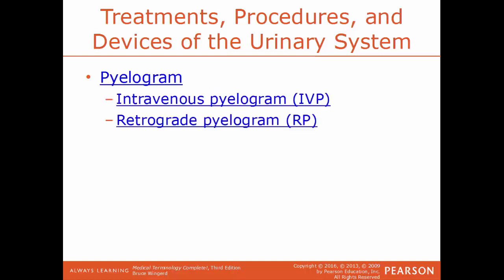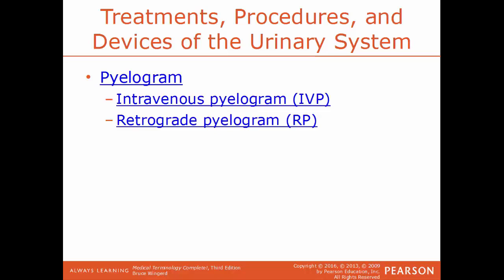Pyelogram. This is an X-ray examination of the urinary tract. Specifically, these are going to be radiographs of the renal pelvis and the ureter. An example of this would be an IVP, intravenous pyelogram. This can show all of the urinary tract, the kidneys, ureters, and the bladder. This is a good diagnostic tool to help visualize the entire tract all at once.